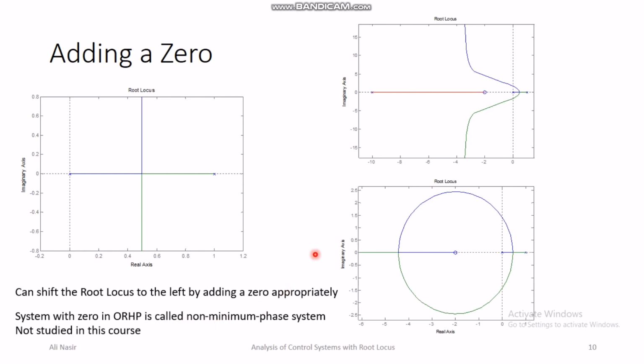How would you go about designing the controller when there is a zero in the right half plane, and you know that you cannot increase the gain too much, otherwise one of the poles will jump over to the right half plane and converge to that zero?